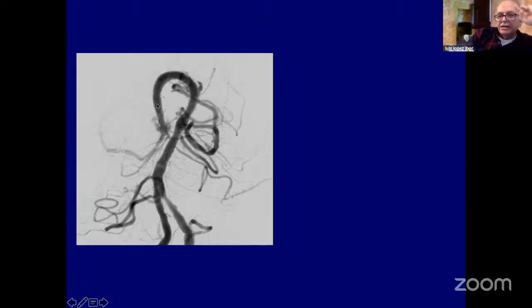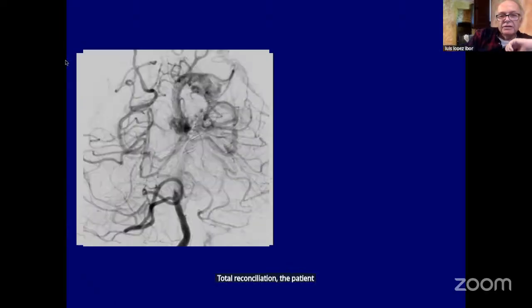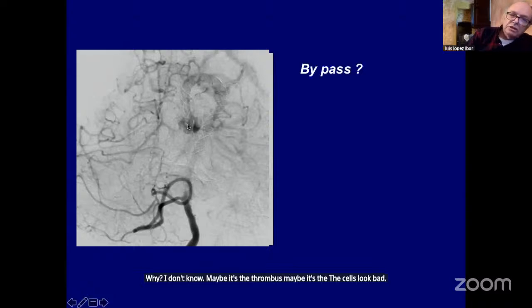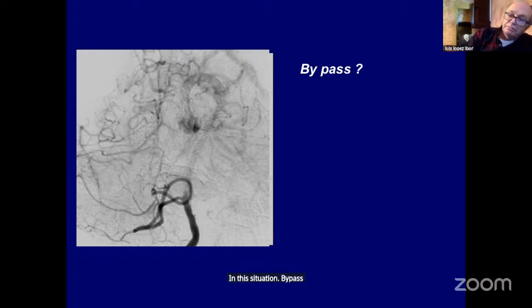One year later, total reconstruction, the patient has a reopening on this part and in this part. Why? I don't know. Maybe it's the thrombus, maybe it's the cells. Look at that. And in this situation, bypass is difficult because the posterior cerebellar artery is not touched.